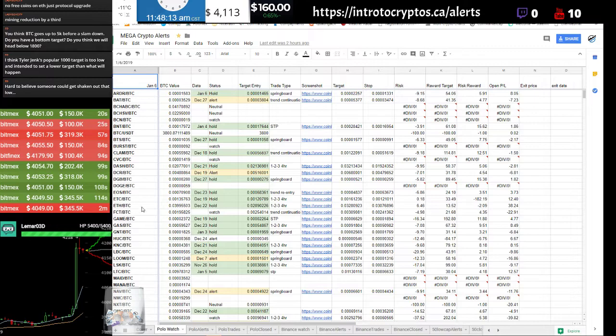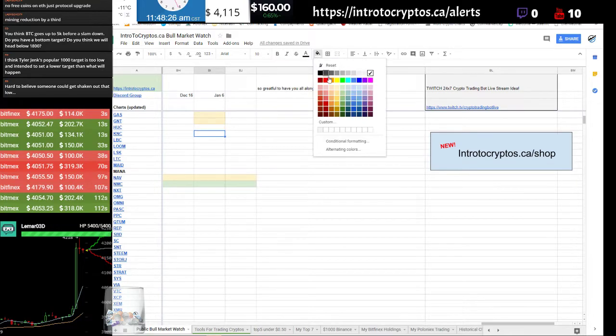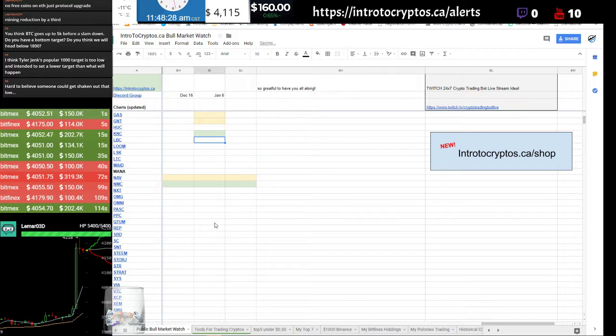We're looking at Polo Watch. We've got the Kyber Network token. Okay, so it was already a hold that we picked up at 4,051. So here I'll add it as a color-coded buy signal.